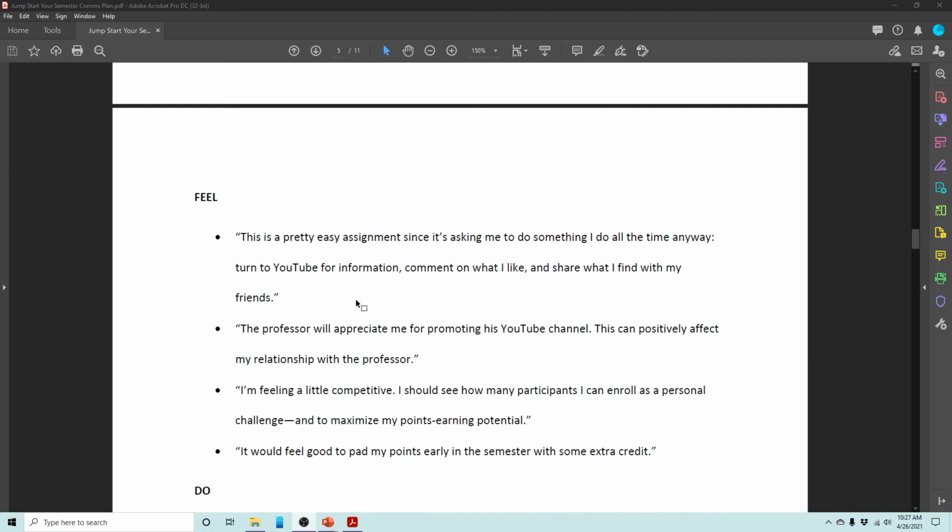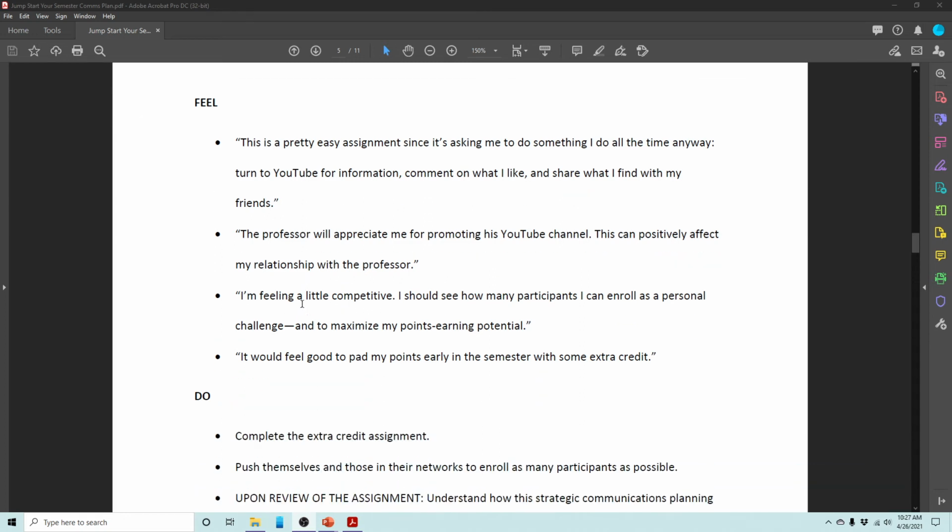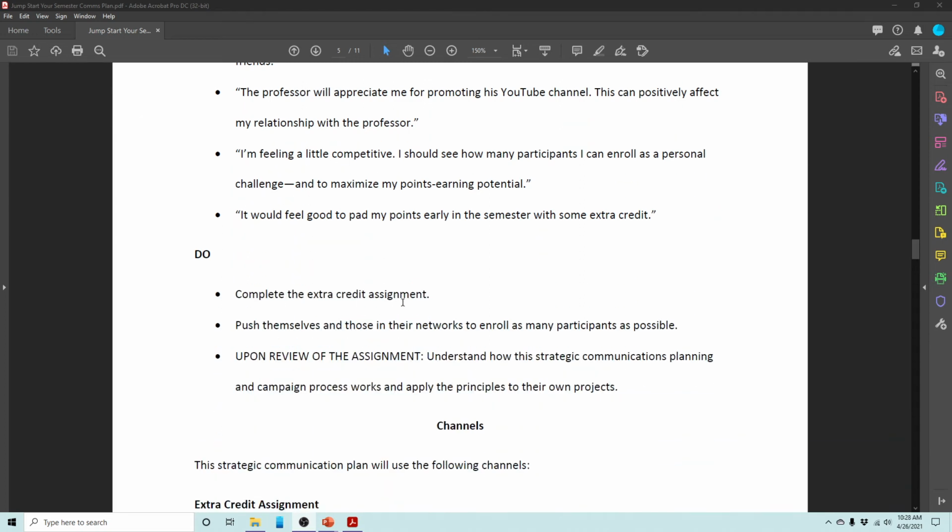But then what do I want them to feel? Well, I want them to feel like this is easy and you might as well do it. It's not all that hard. And maybe you can be a little competitive as you do so. And hey, it's not bad to pad your points at the beginning of the semester to kind of give yourself a little wiggle room in case something goes wrong, right? And so if they feel these things, then they will do this. They will complete the extra credit assignment.